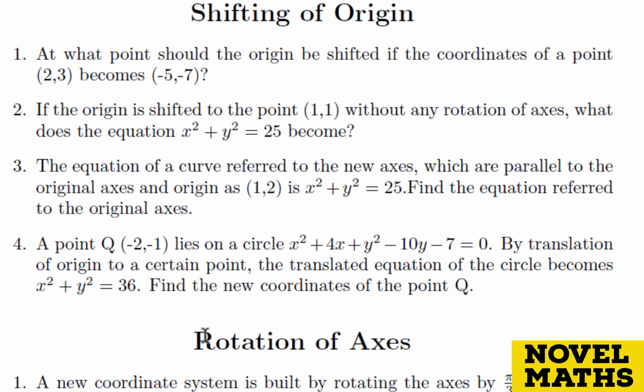Last question on shifting of origin. This is the most important question. If you do it rightly, you'll solve it very quickly. But if you go the lengthy way, there are two ways to solve it. Let's try to solve. A point Q (-2, -1) lies on a circle x square plus 4x plus y square minus 10y minus 7 equals 0. By translation of origin to a certain point (h, k), the translated equation of the circle becomes this. Find the new coordinates of point Q.